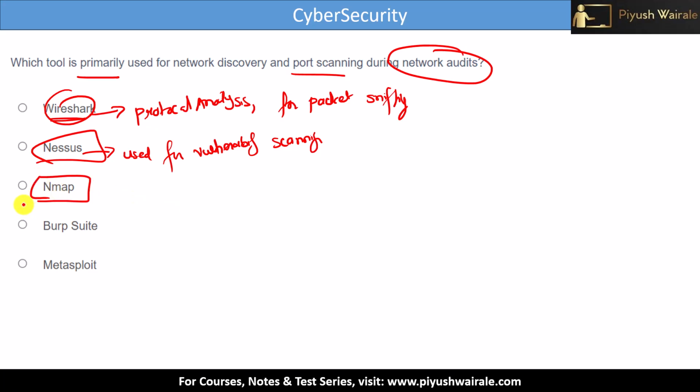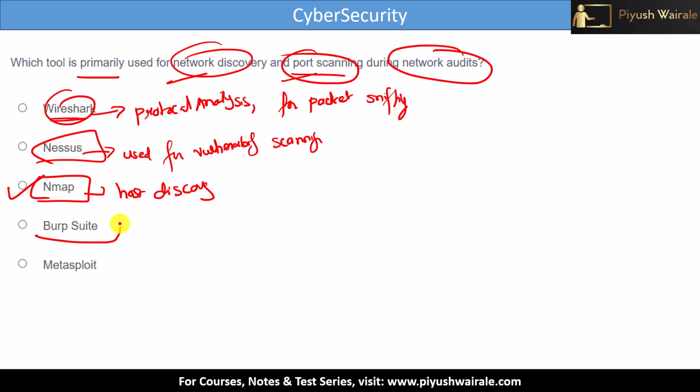What is Nmap here? It performs host discovery as well as network discovery, and port scanning. So this tool is used for network discovery and port scanning during the network audit. Nmap is the correct option here. Okay. So this is the correct option. It is used for network discovery and port scanning during the network audit.